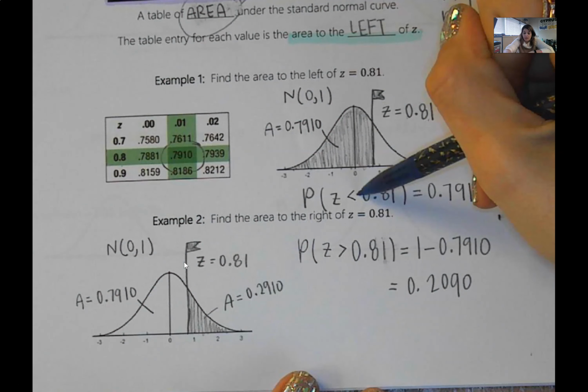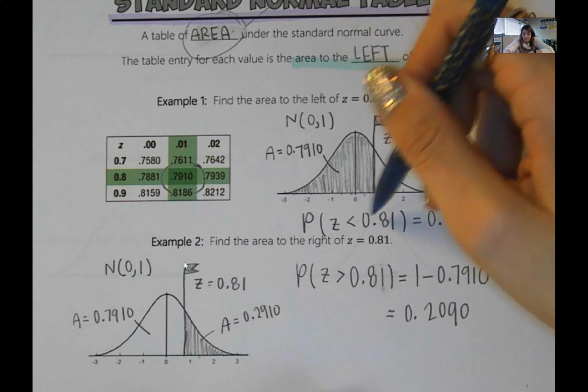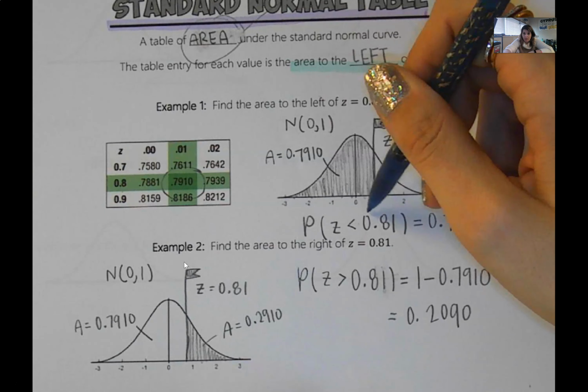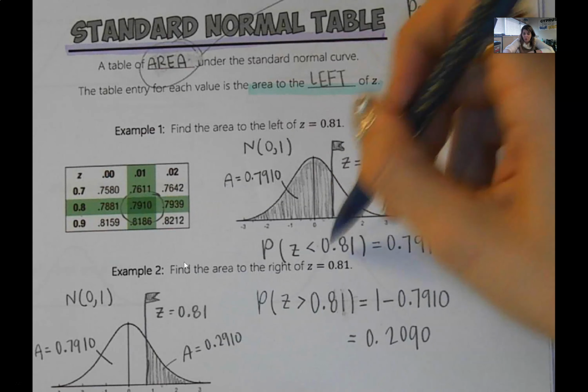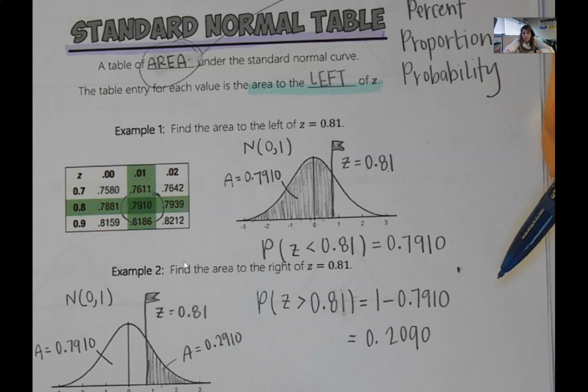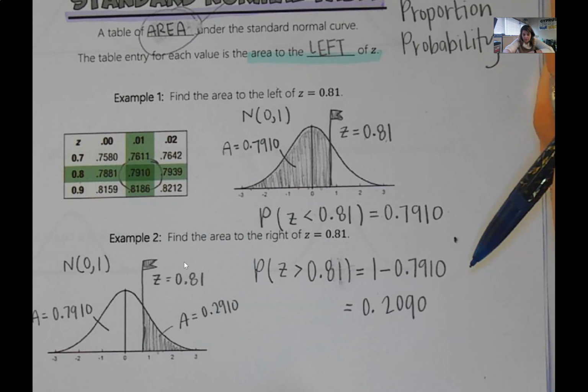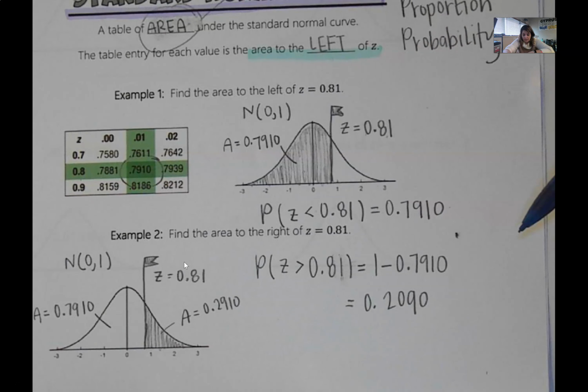I'm not using a less than or equal to because this says it's the area to the left, which to me means it doesn't include 0.81. It's the area to the left of 0.81. I don't think that there is a real distinction. I think that in stats, either one is fine. I'm just explaining to you why I'm choosing not to use the less than or equals to. I think that's all of the things that I wanted to make sure that I highlighted.